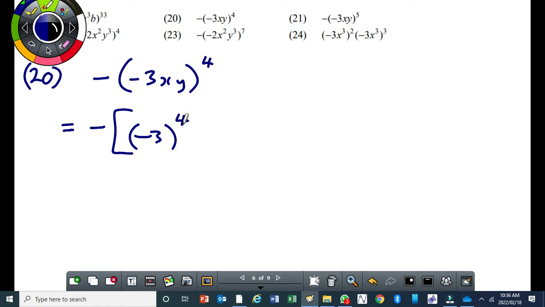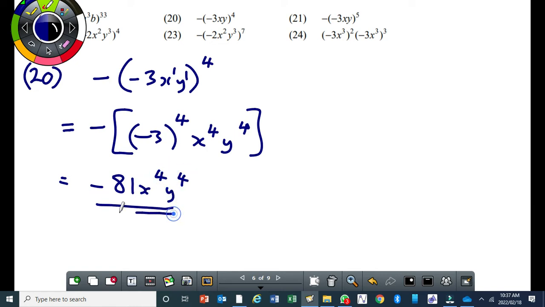Then x to the power of 4, because the exponent of that x is 1, and the exponent of that y is 1, so that is y to the power of 4. Then I need to simplify minus 3 raised to the power of 4. That would be 81. So in the end, my final answer would be minus 81 x to the power of 4 times y to the power of 4. So that would be my answer.